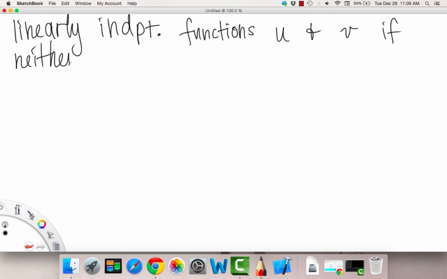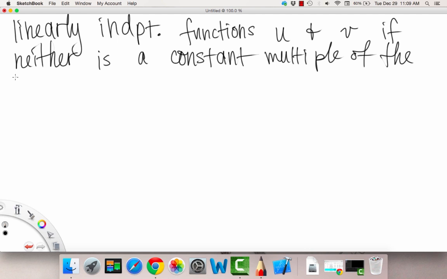I'll abbreviate independent with this. Linearly independent functions, let's use some other variables just for demonstration. Let's say u and v. These are two random functions, and they're linearly independent if neither is a constant multiple of the other. We'll explore how to determine this linear independence. So this is one definition of linear independence.